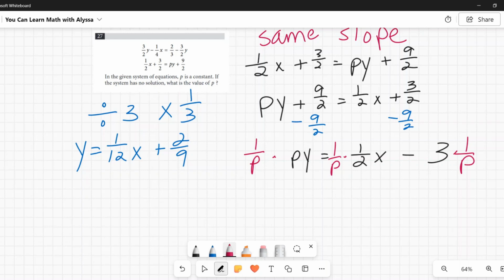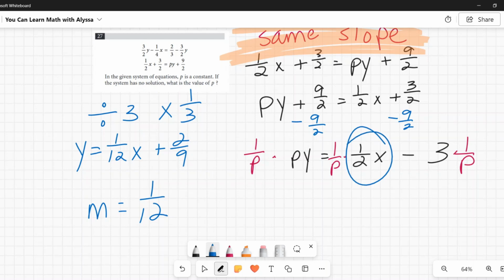Okay, but what is that p? What is my goal? They said if the system has no solution, what is the value of p? And remember we said this is the same slope. Same slope is they have no solution. What is the slope of this line over here? When it's y equals mx plus b, m times x plus b, that m, the number multiplied by x, is our slope. So the slope of this line, or m, is 1/12. So I need the slope of this line to be 1/12. Right now we're at 1/2.